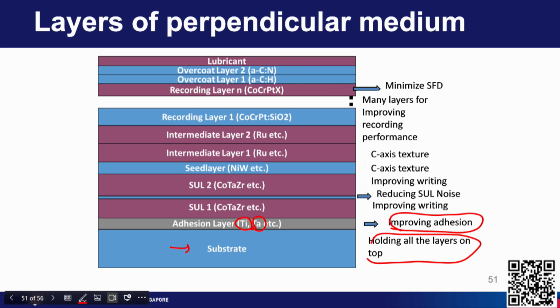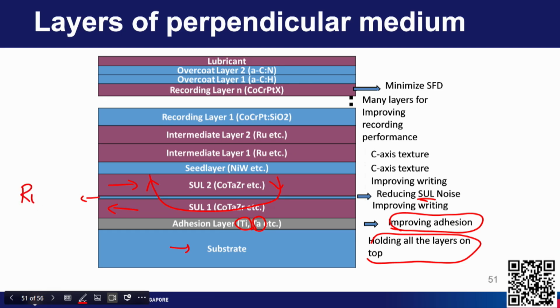Then, the soft underlayer. We learned that the magnetic field produced by the head comes all the way to the soft underlayer and goes back to the head again. So, this soft underlayer provides a conducting path for magnetic flux that comes from the recording head. Flux goes through all these recording layers, writes information, then goes back to the head. This is the soft underlayer, and it has a synthetic antiferromagnetic structure through some thin ruthenium layer.